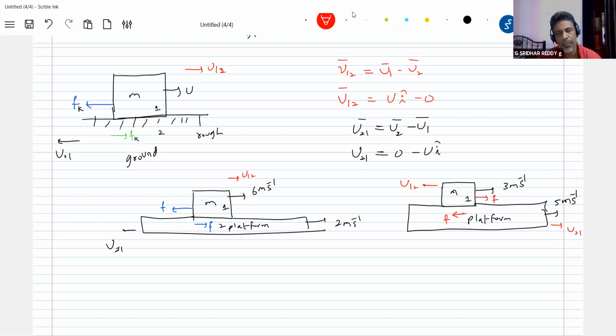Are you getting it? So look at the friction. Friction will act always opposite to direction of motion? Look at the velocity of block, 6 meters per second. How is the friction acting? Backward. Look at the velocity of block, 3 meters per second towards right. How is the friction acting? In the direction of motion. So it's not true that friction must act opposite to direction of motion. Wrong statement. Friction will act to oppose relative motion.